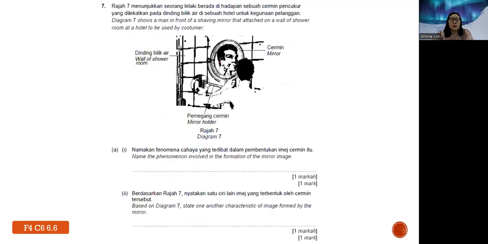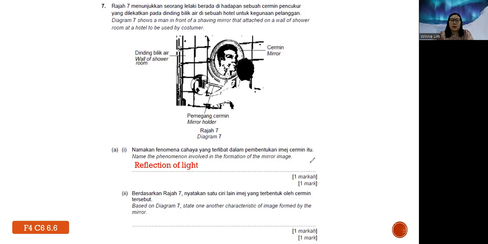Okay, next, question 7. Question 7 is on a Form 4 topic, under light and optics, 6.6 image formation by curved mirror. Diagram 7 shows a man in front of a shaving mirror attached to the wall of a shower room at a hotel, to be used by customers. Name the phenomenon involved in the formation of the mirror image. So for a mirror, what phenomenon is involved? Reflection. Next, based on diagram 7, what is the characteristic of the image formed by the mirror?